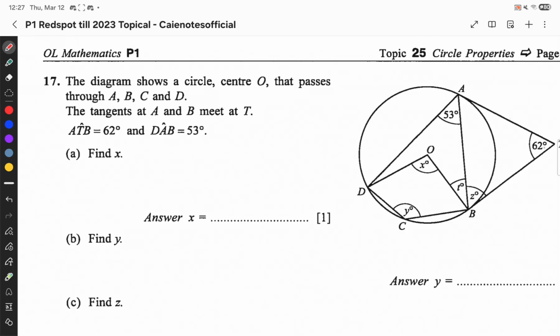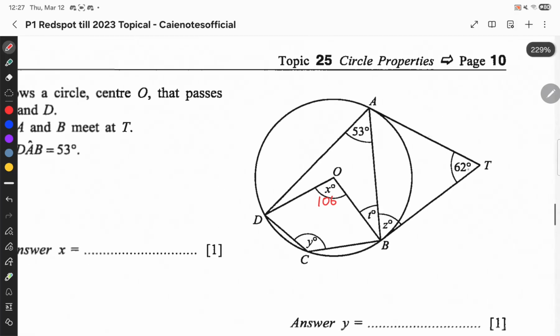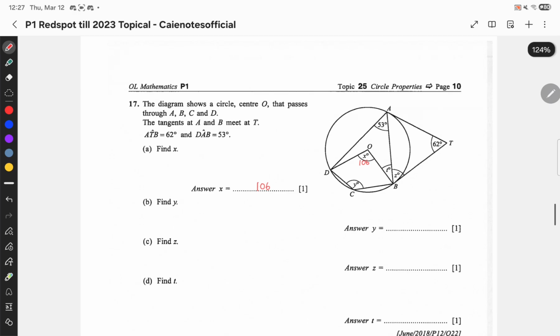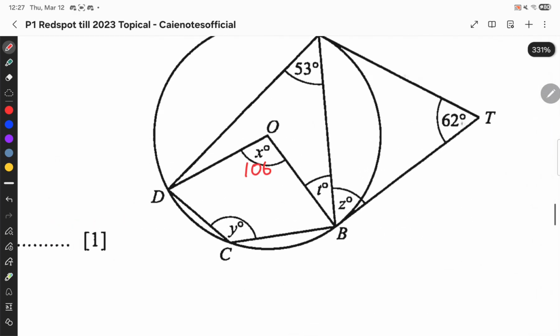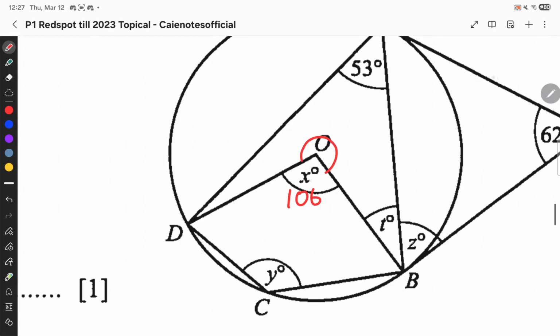Yes, find x. Immediately we know this is angle at center. 53 times 2, 106. Answer y. How do you do this? Well, this is the case I teach alongside angle at center where if we have this reflex case, we need to be wary of this reflex case also. So this is 360 minus 106. It is 254 divided by 2. What do we get? 127.